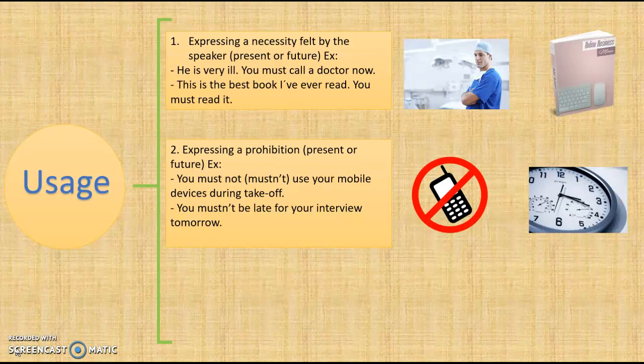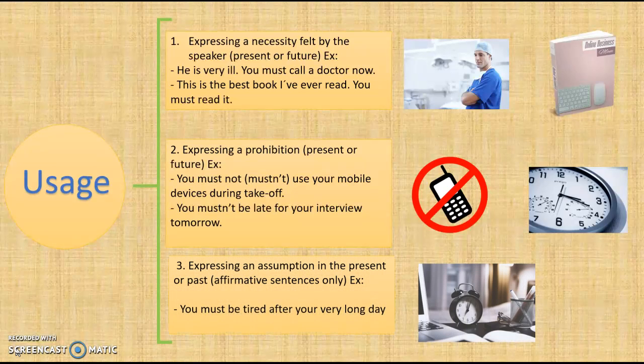The second one is expressing a prohibition in the present or future too. For example, you must not or you mustn't use your mobile devices during takeoff. Another one is, you mustn't be late for your interview tomorrow. And the last one, we use the modal verb must to express an assumption in the present or past. Just affirmative sentences. For example, you must be tired after your very long day.